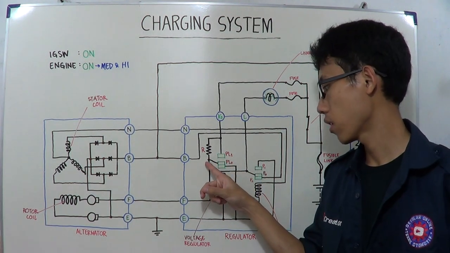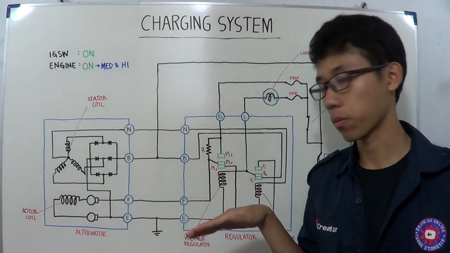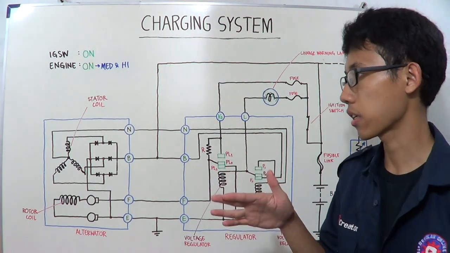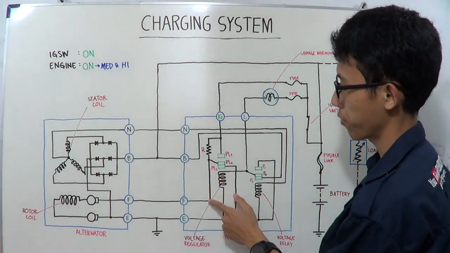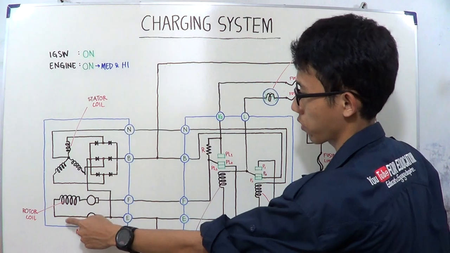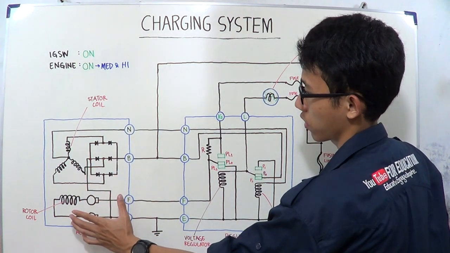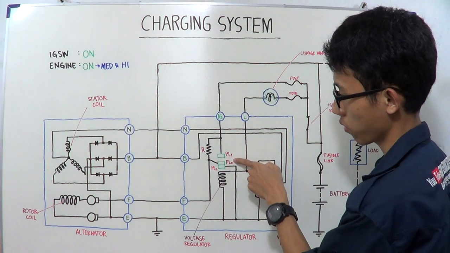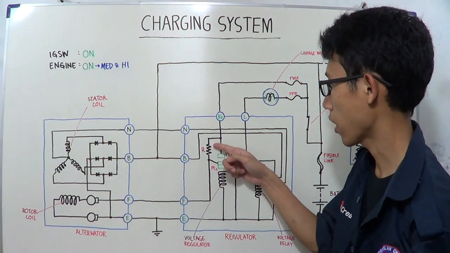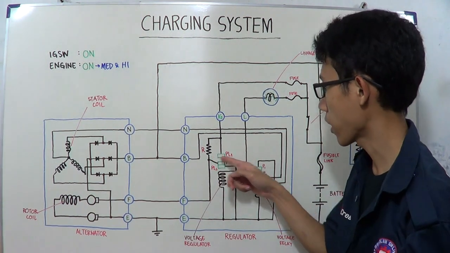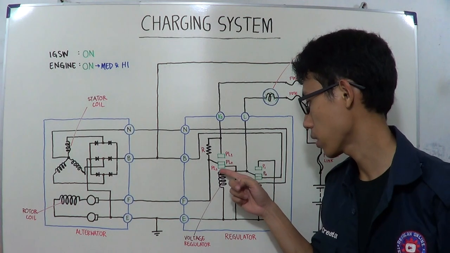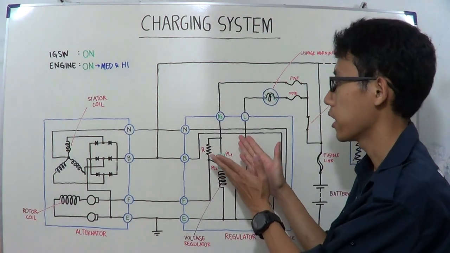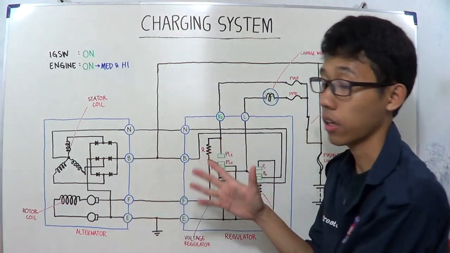At this point, the current chooses the easiest way it can flow. As I mentioned before, the electric current flows the easiest way. So instead of flowing to the F terminal of the regulator and going to the rotor coil, because this is a resistor or load, the electric current flows to PL0. So again, from IG to the resistor, turn right to PL0. From PL0 to PL2, goes down left to the E terminal of the regulator and goes to the ground. The electricity doesn't flow to the rotor coil at all.